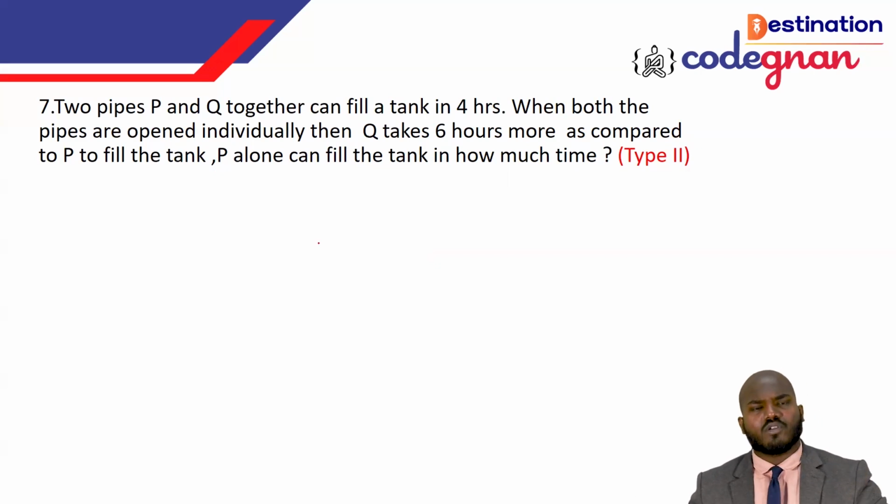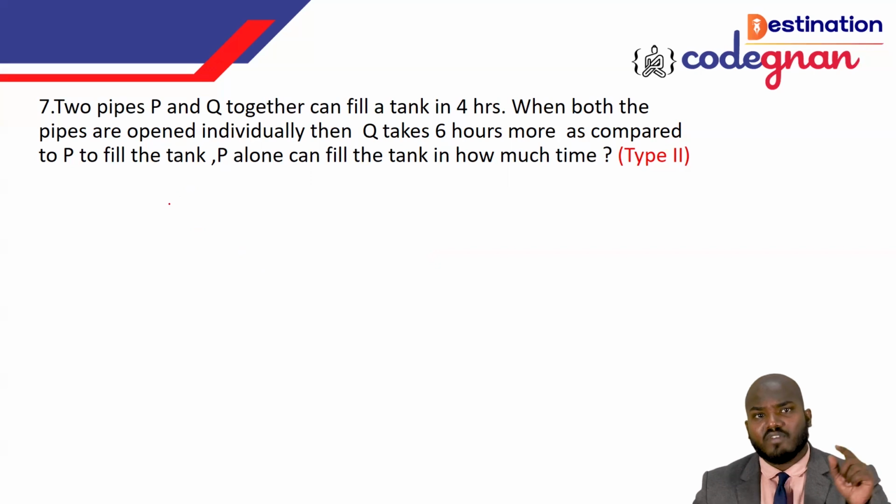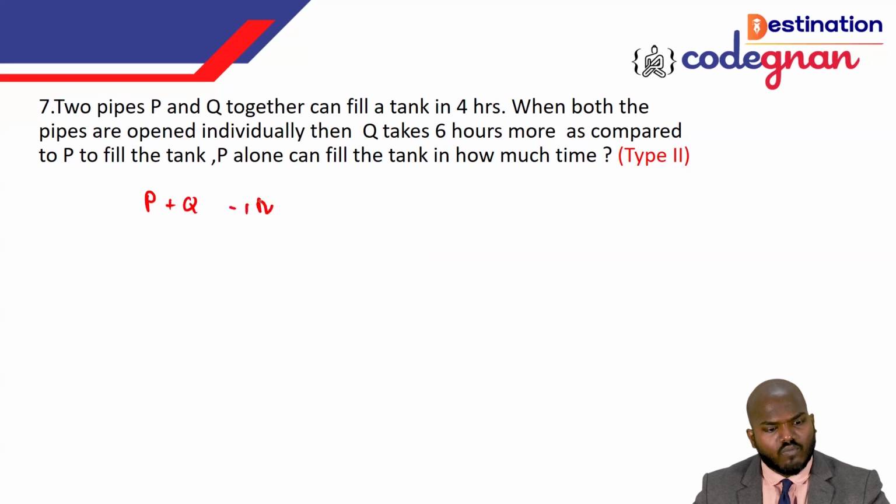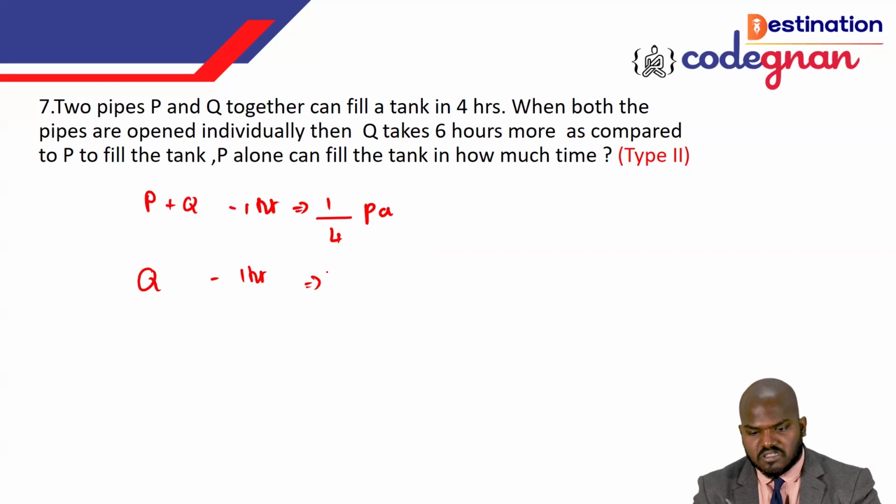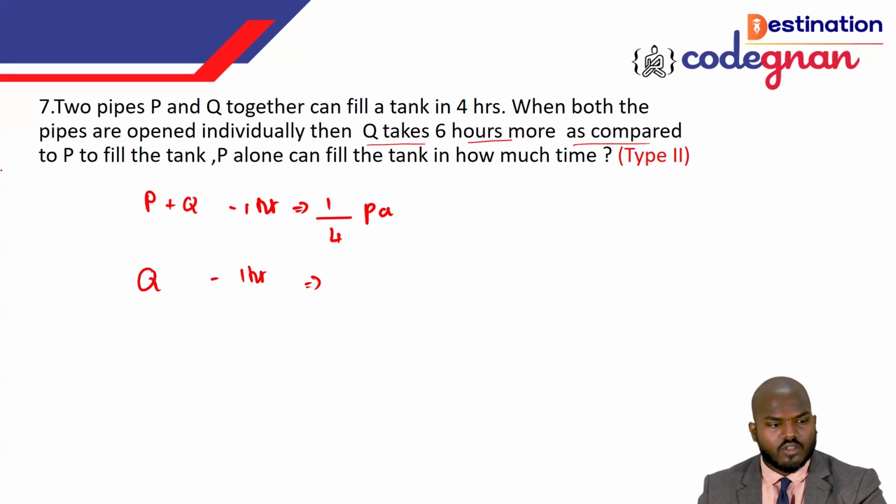It's like a very previous one, guys. I can take the data with respect to 1 hour of work. So P plus Q's 1 hour work is 1 by 4 part. Similarly, Q's 1 hour work is not directly 1 by 6 in this one. If you say it like this, it will be wrong. Individually, Q takes 6 hours more as compared to P.